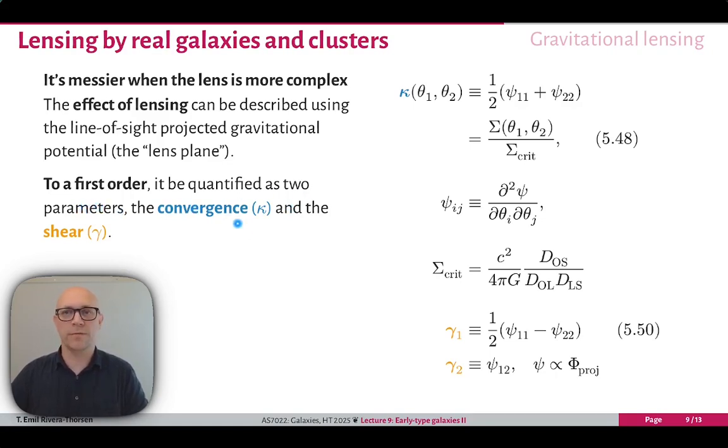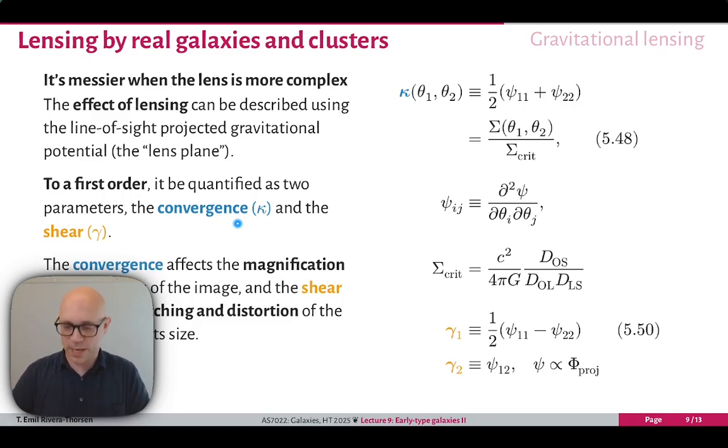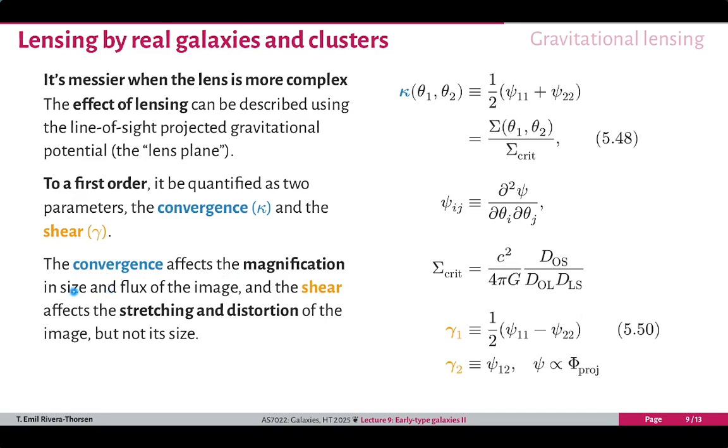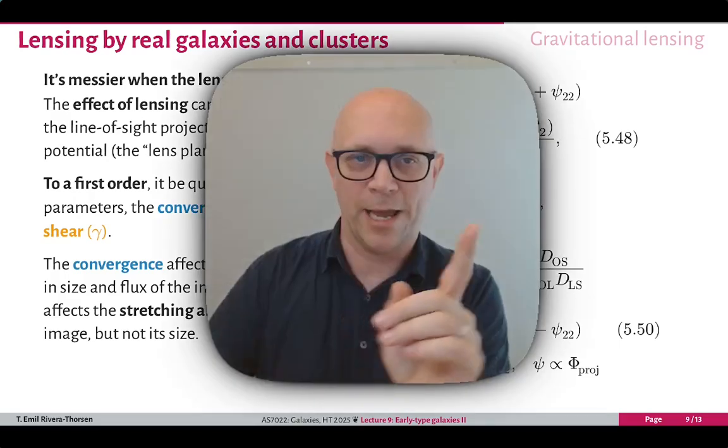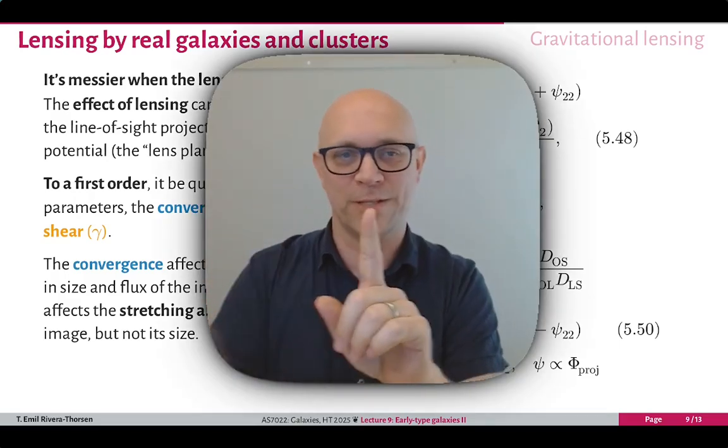And basically, the convergence is a matter of the magnification, and the shear affects the stretching and distortion of the image, but not its size. You can see how the convergence and the shear are mathematically expressed over here. So this is the convergence at a given point in 2D space, right?